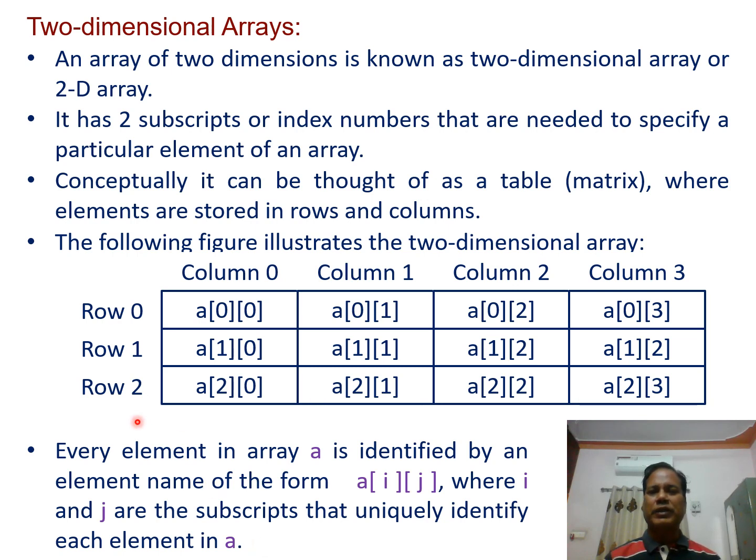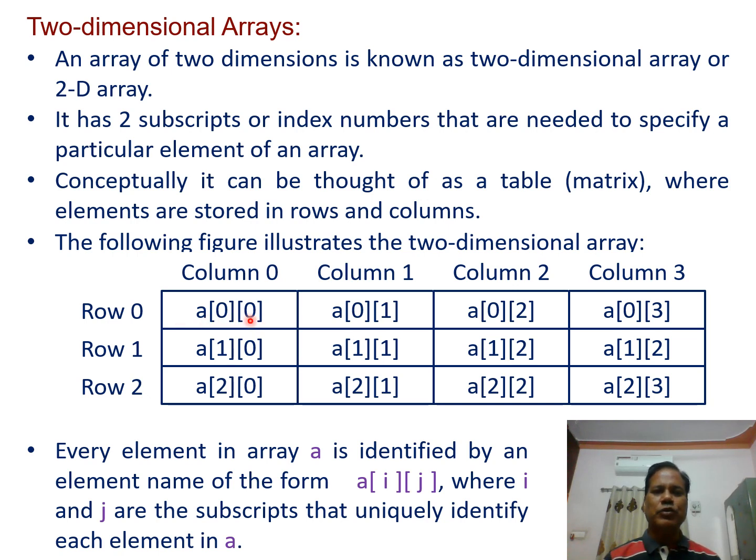So in the present two-dimensional array, the number of rows is 3 and the number of columns is 4. So using 3 rows and 4 columns, 12 data are arranged. And we also see that each element is uniquely identified by its row number and column number.